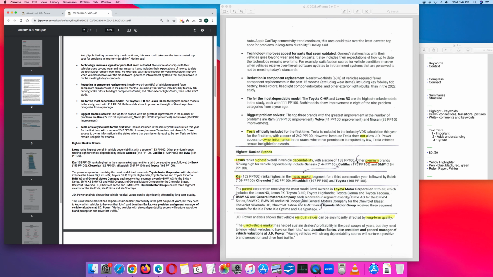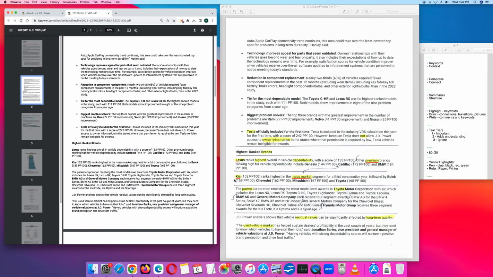Other premium brands ranking high were Genesis, Cadillac, BMW. And they list their Genesis was 144, Cadillac's 173, BMW's 184. All of these are premium brands, so if you rank them, Lexus is the number 1 premium brand, Genesis 2, Cadillac is 3, BMW is 4. So Lexus is number 1 overall, and Lexus is number 1 among premium brands. All right. Then I draw a divider.